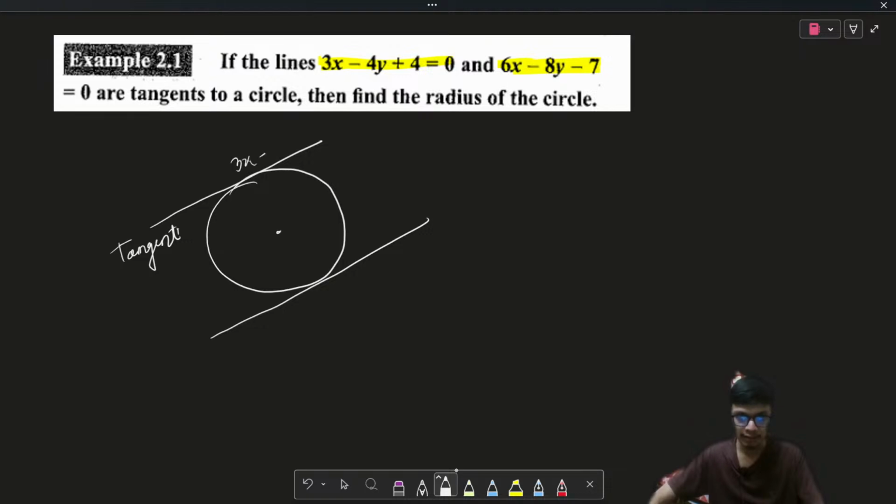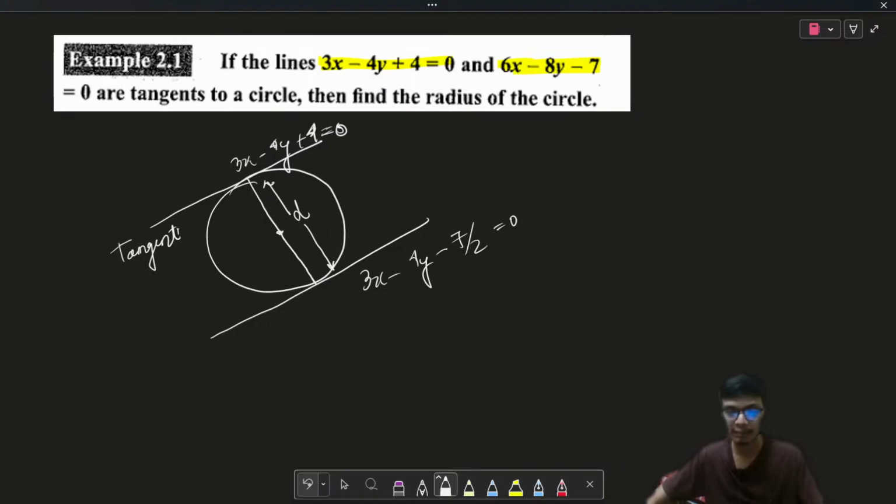If I write down this equation, let us say this particular line is given by this equation, and I write the second line equation in the reduced form, something like this. These are the tangents of the circle. So if I draw the perpendicular distance between the tangents passing through the center, this particular distance will give me the diameter of the circle, because I have parallel tangents like this.